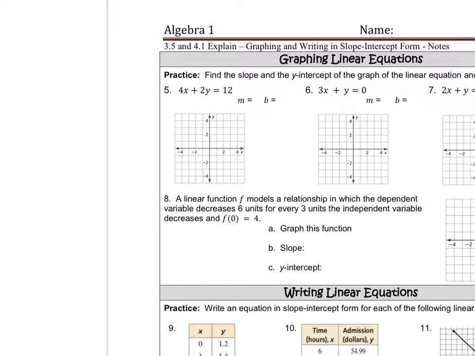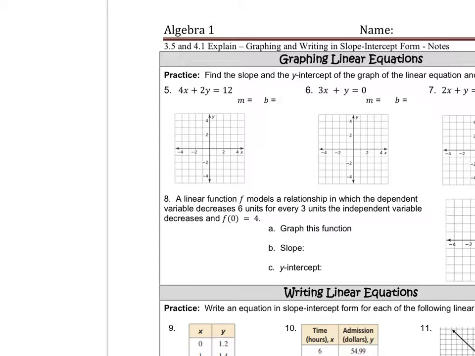So on number 5, 6, and 7, we're going to graph linear equations. In order to graph these linear equations, we first need to get them into the slope-intercept form. In other words, we're going to have to solve each one of these equations for y in terms of x, or get y isolated by itself.